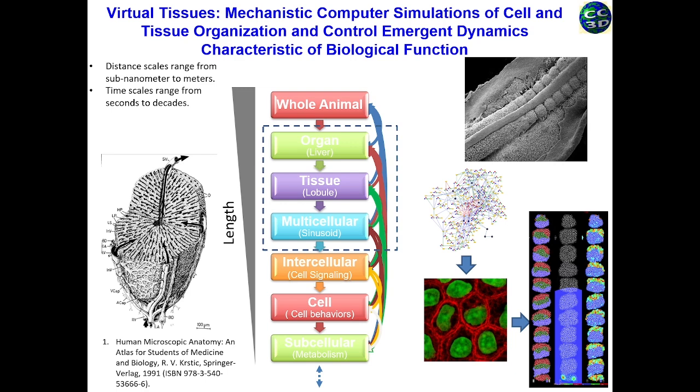CompuCell is situated at that organ to tissue to multicellular level of simulation. So most of what we'll be looking at with CompuCell is groups of cells interacting and how they come together to form tissues. We will be talking a little bit about intercellular signaling with network modeling, which can be done in CompuCell as well. But for the most part, most of the examples we'll be looking at will be at that more tissue level simulation.